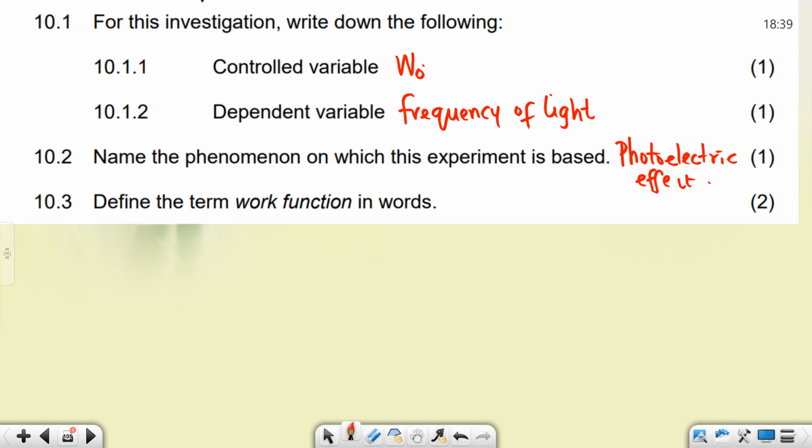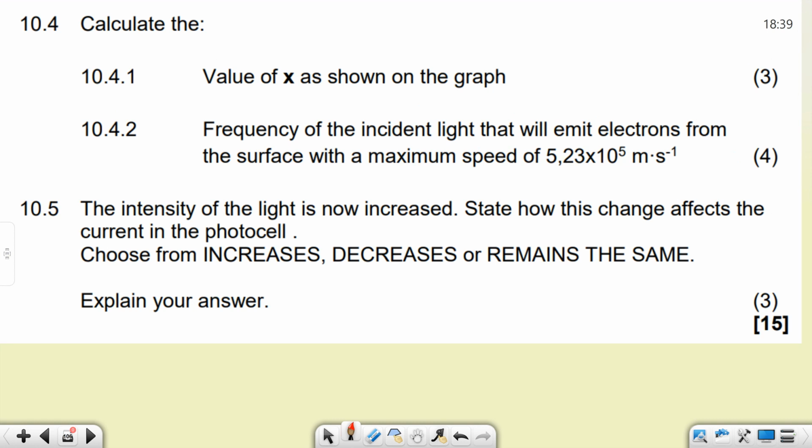Define the term work function in words. I'm sure we can all do that. It is the minimum energy required to eject an electron from the surface of a metal. That's not my concern for this. Now, the first question says, calculate the value of x as shown on the graph.